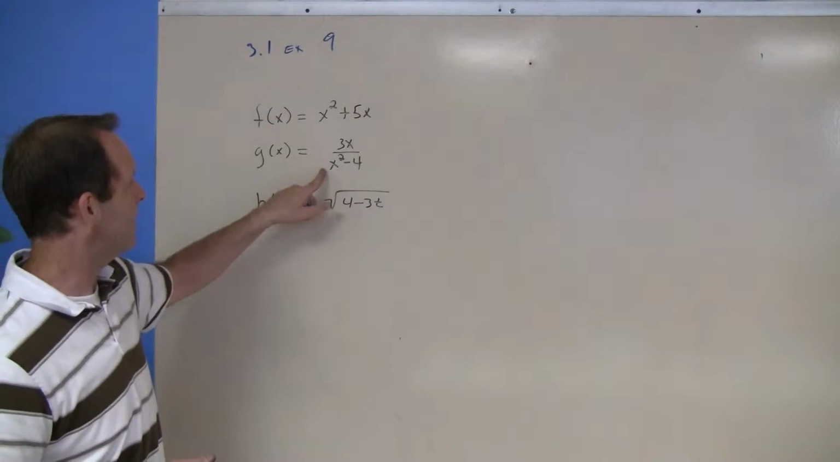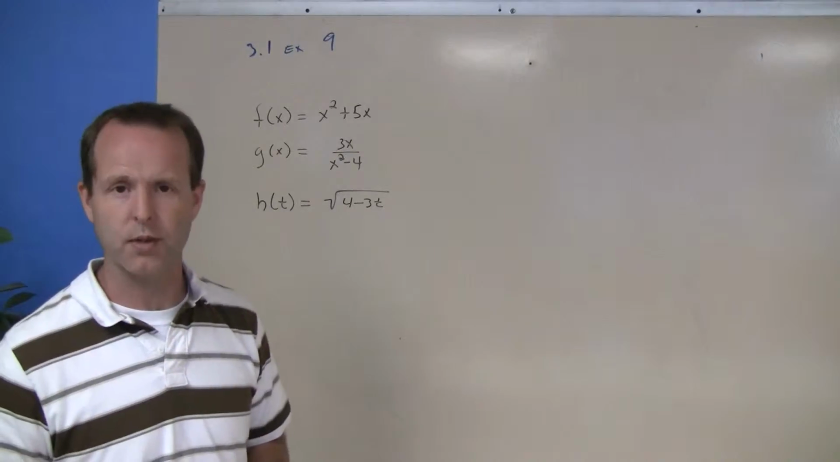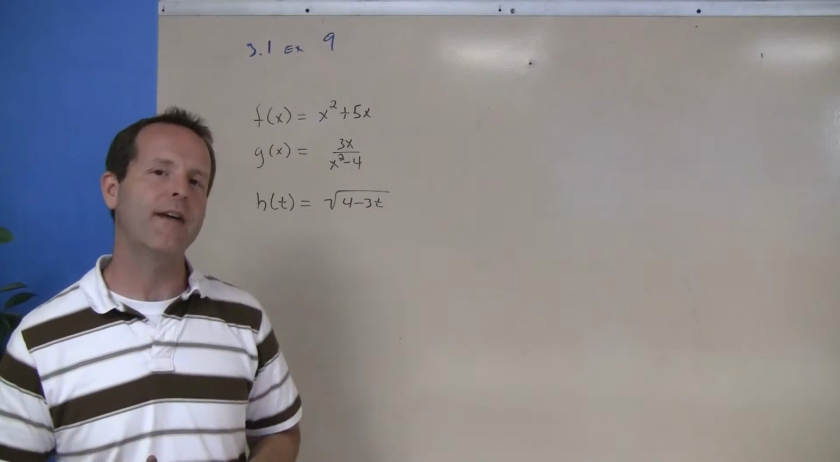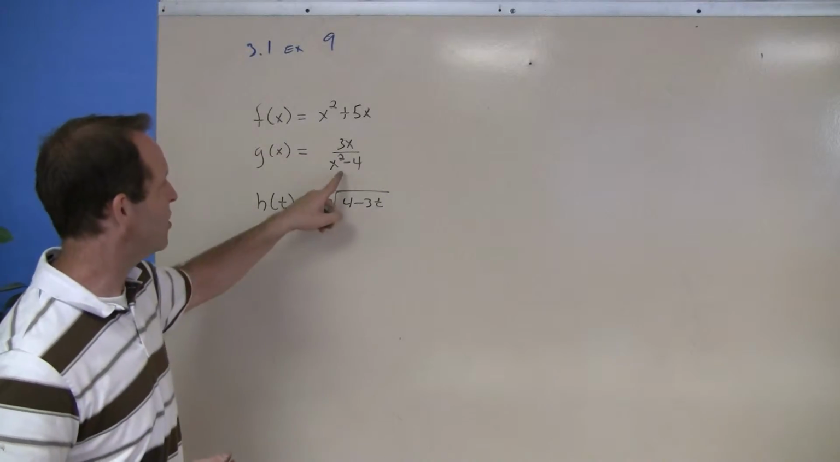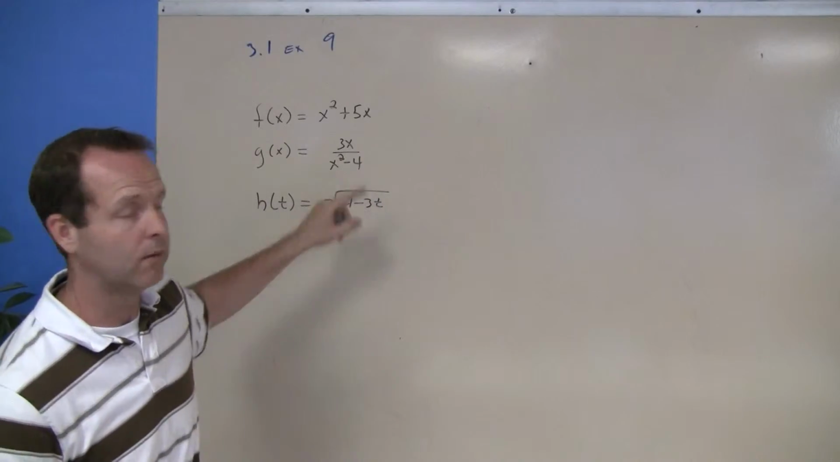Well, the second one does have a problem. Can you see anything I've got to be careful of? Any restrictions? Well, yes. This is a rational expression, and I can't divide by 0. So I have to make sure to exclude any values that make the denominator equal to 0.